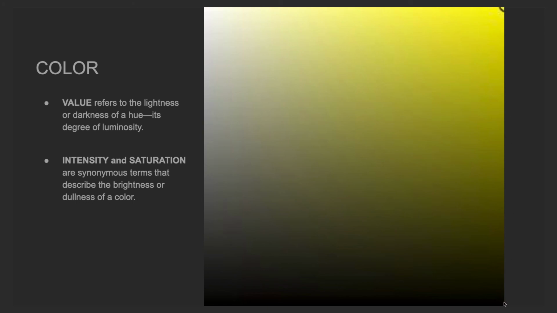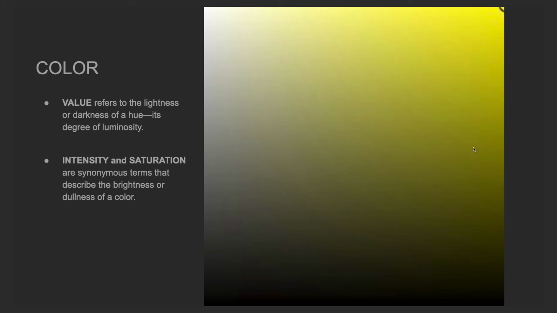White to black. You see yellow to black, but if you were to take a photo of this in black and white, this would appear as white in the top corner, black in the bottom right. White to black. Well, this image also shows something called saturation.